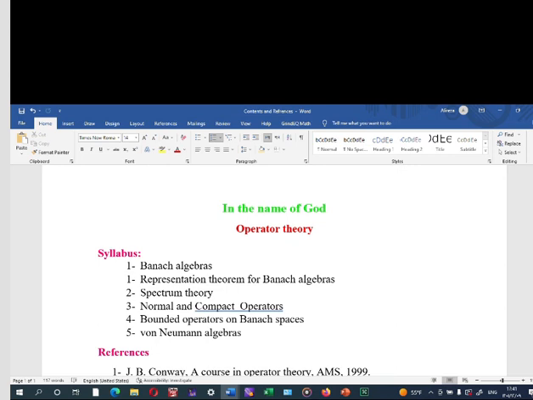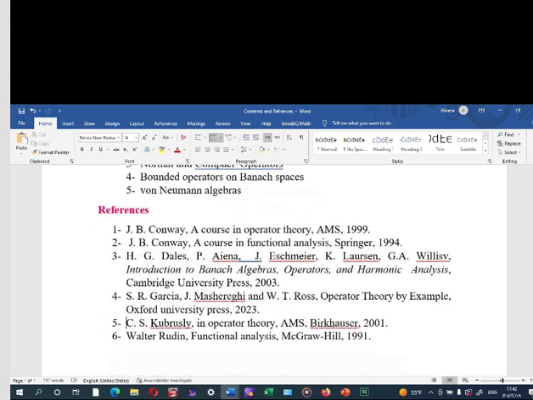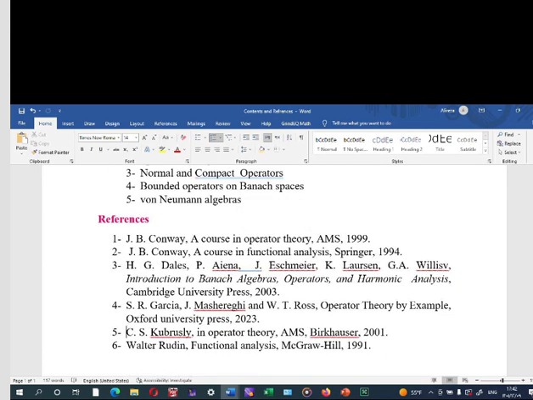And we can introduce many books in these topics, that we list these 6 books. One of these sources is A Course in Operator Theory written by Conway, and also A Course in Functional Analysis written by Conway, and the book by this title, Introduction to Banach Algebras, Operators and Harmonic Analysis, written by Dales and other writers.